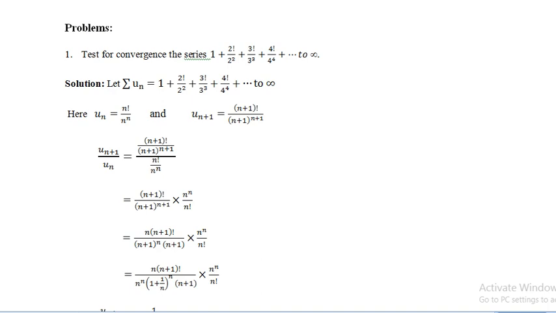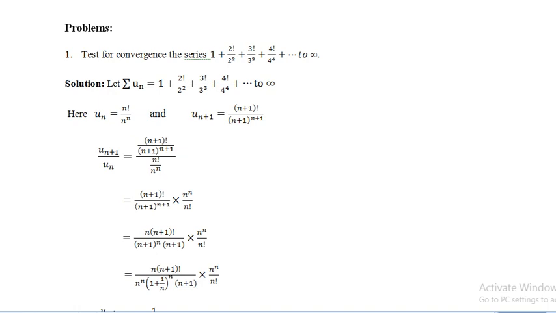First example: test for convergence the series 1 plus 2 factorial by 2 square plus 3 factorial by 3 cube plus 4 factorial divided by 4 raised to 4 plus and so on up to infinity. Solution of the example: we express the given series in summation form, summation of un equals 1 plus 2 factorial by 2 square plus 3 factorial by 3 cube up to infinity. Now we will write the nth term of the given series.